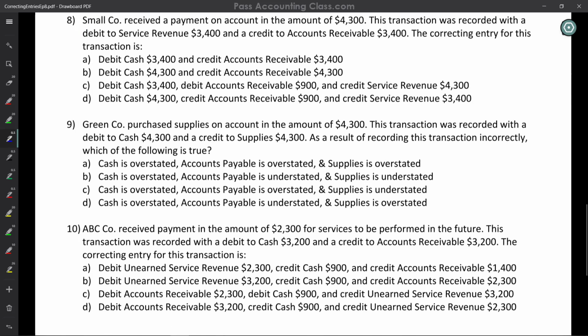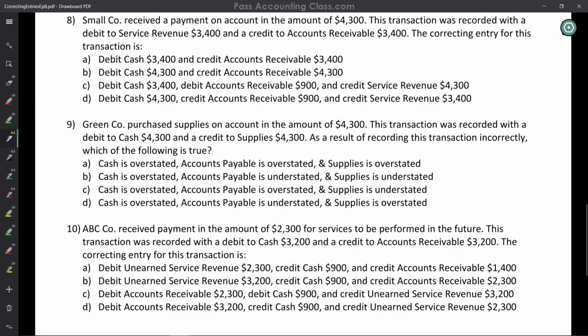For question 8, it says, Smallco received a payment on account in the amount of $4,300. This transaction was recorded with a debit to service revenue $3,400 and a credit to accounts receivable for $3,400. The correcting entry for this transaction is debit cash $3,400 and credit accounts receivable $3,400, debit cash $4,300 and credit accounts receivable $4,300, debit cash $3,400, debit accounts receivable $900 and credit service revenue $4,300, or debit cash $4,300, credit accounts receivable $900, and credit service revenue $3,400.